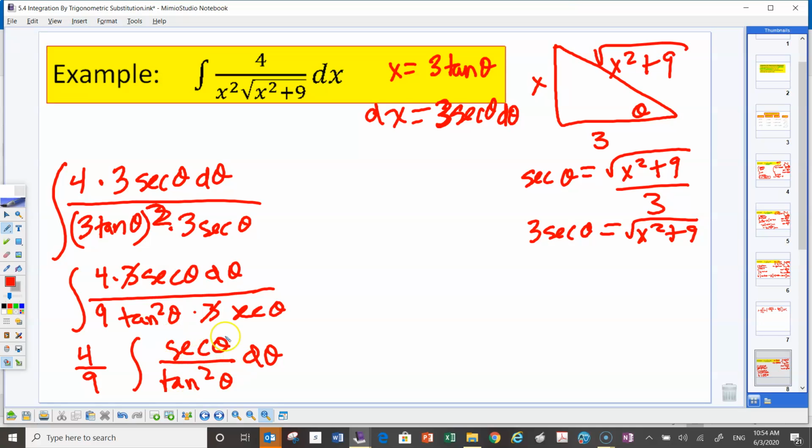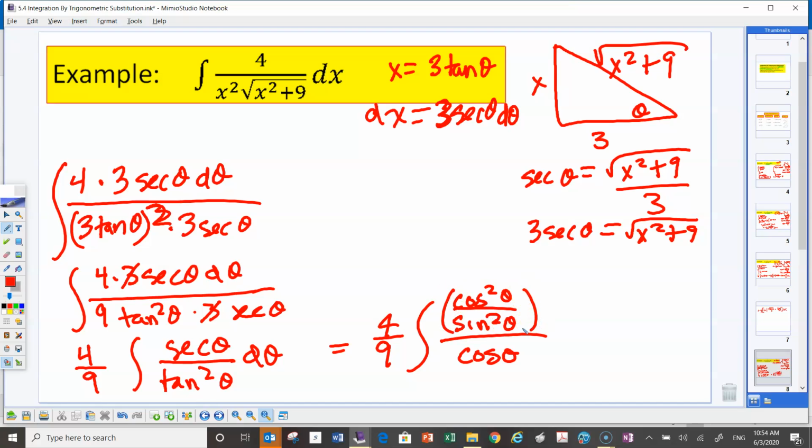And if I manipulate this using my trig identities, this is going to be 4 over 9. Secant comes down to the bottom to become cos theta. This is really sine squared over cos squared. And if I take it up to the top, it becomes cos squared theta over sine squared theta. And if I simplify this, this becomes 4 over 9, the integral of cos theta all over sine squared theta d theta.